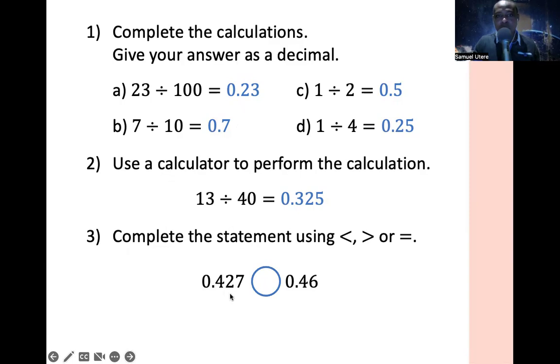Then we look at the hundredths column. We see that has 2, but that has 6. So that number is bigger than that number. Reading from left to right, which we usually do, we'll say 0.427 is less than 0.46.